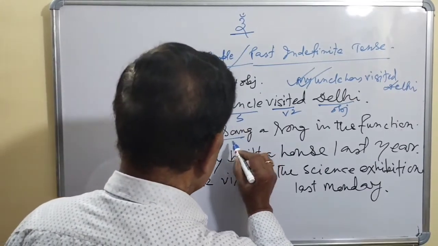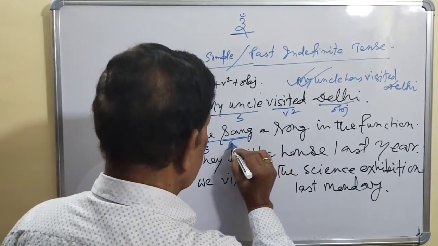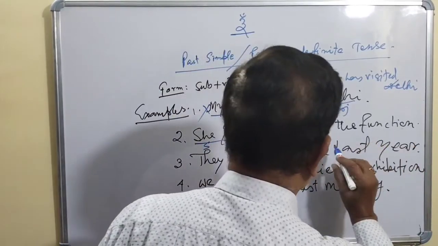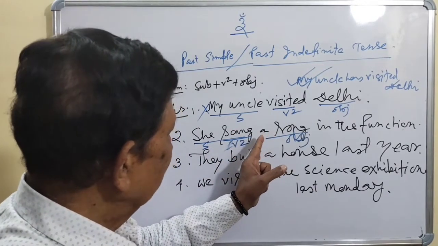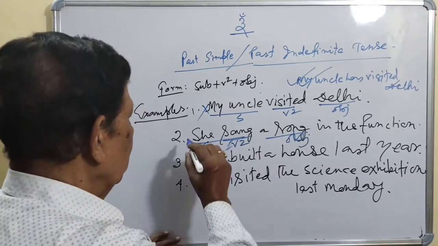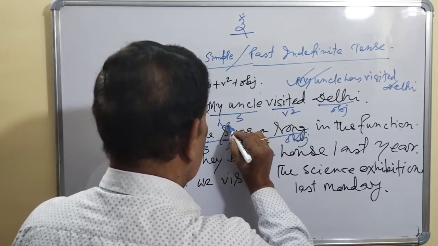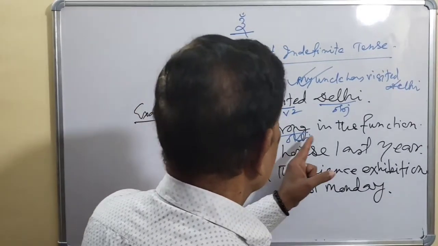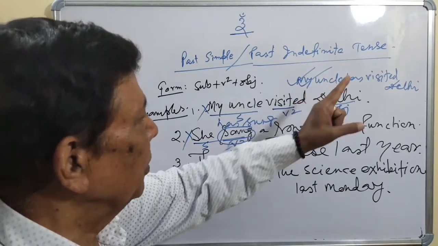In the same way, she sang a song in the function. Subject, sang V2, a song object. Is there any time mentioned when she sang the song in the function? No time is mentioned, so it is wrong. What should it be? She has sung a song in the function. No time is mentioned, present perfect.